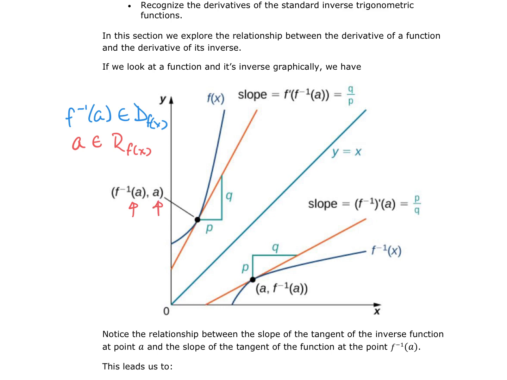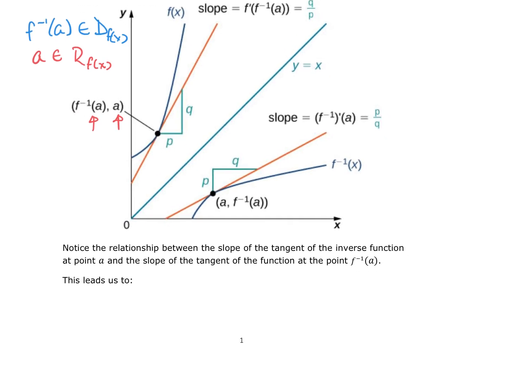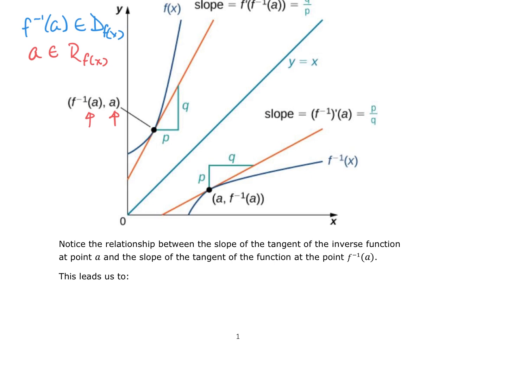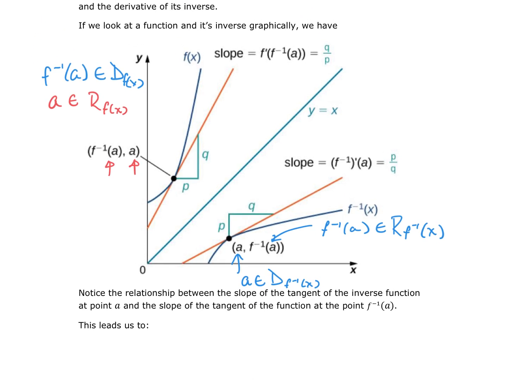So this is an element from the domain, and this is the element from the range of the original function. In this notation here, this a down here represents an element of the domain of the inverse function, just like this f inverse of a represents an element in the range of the inverse function. So just some notation here.